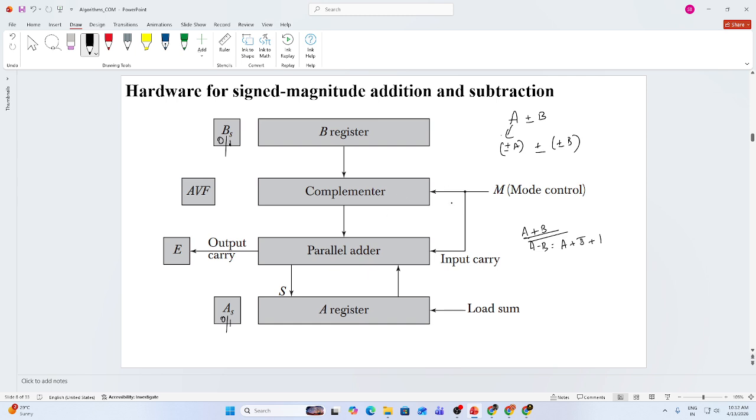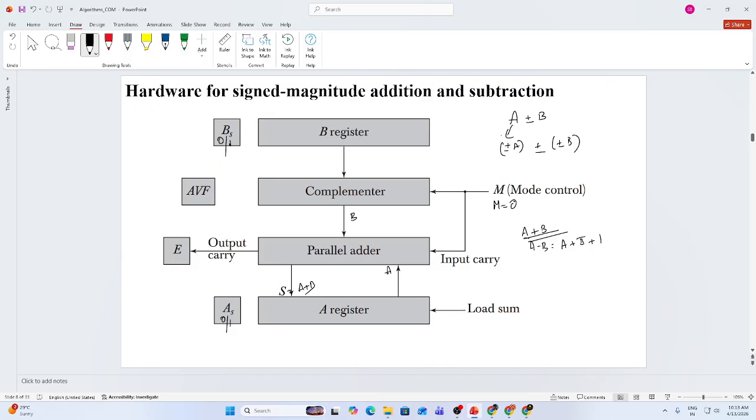What is this complementer? This is a mode bit. If the mode bit is 0, the output of the complementer will be B, right? Now what is the input to the parallel adder? One input is A, thus the sum will be A plus B. This is one operation, right?